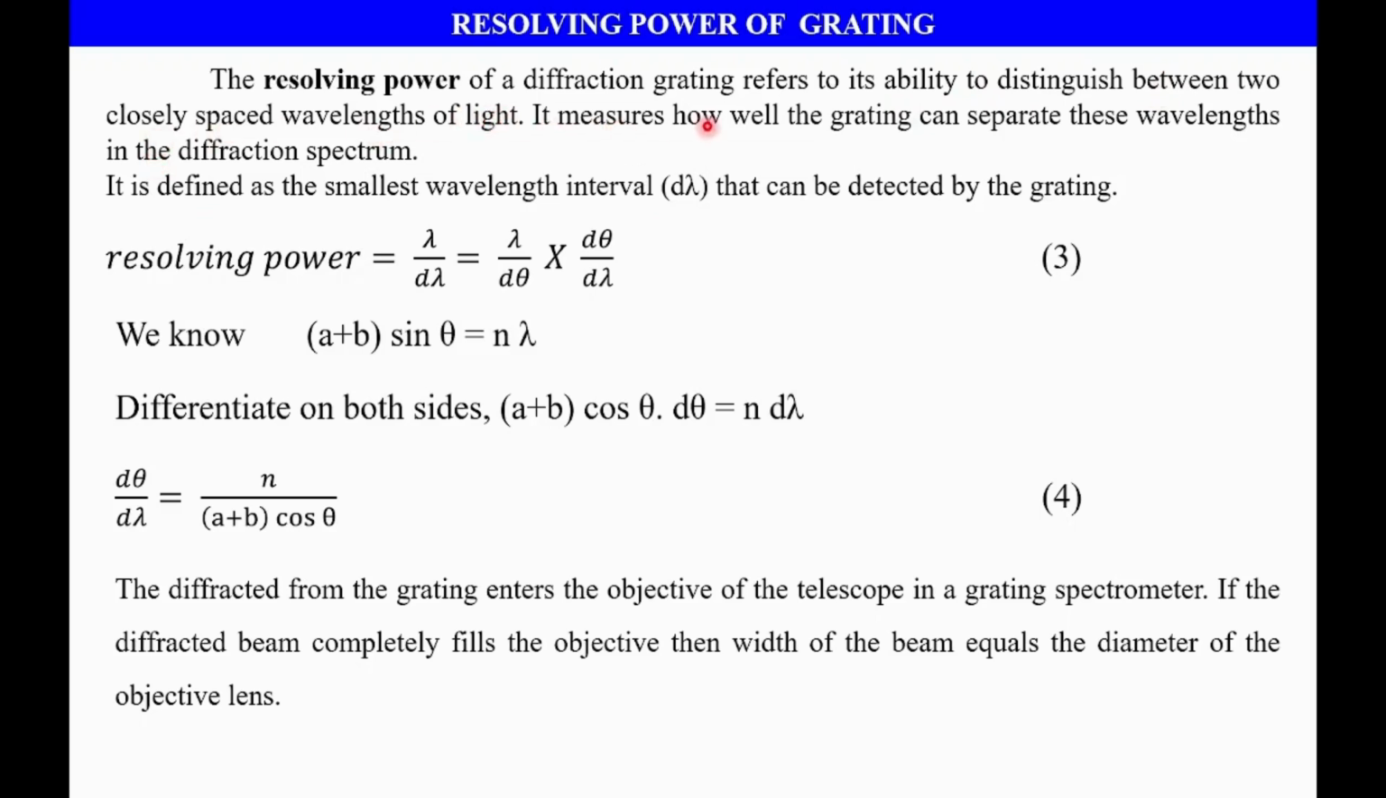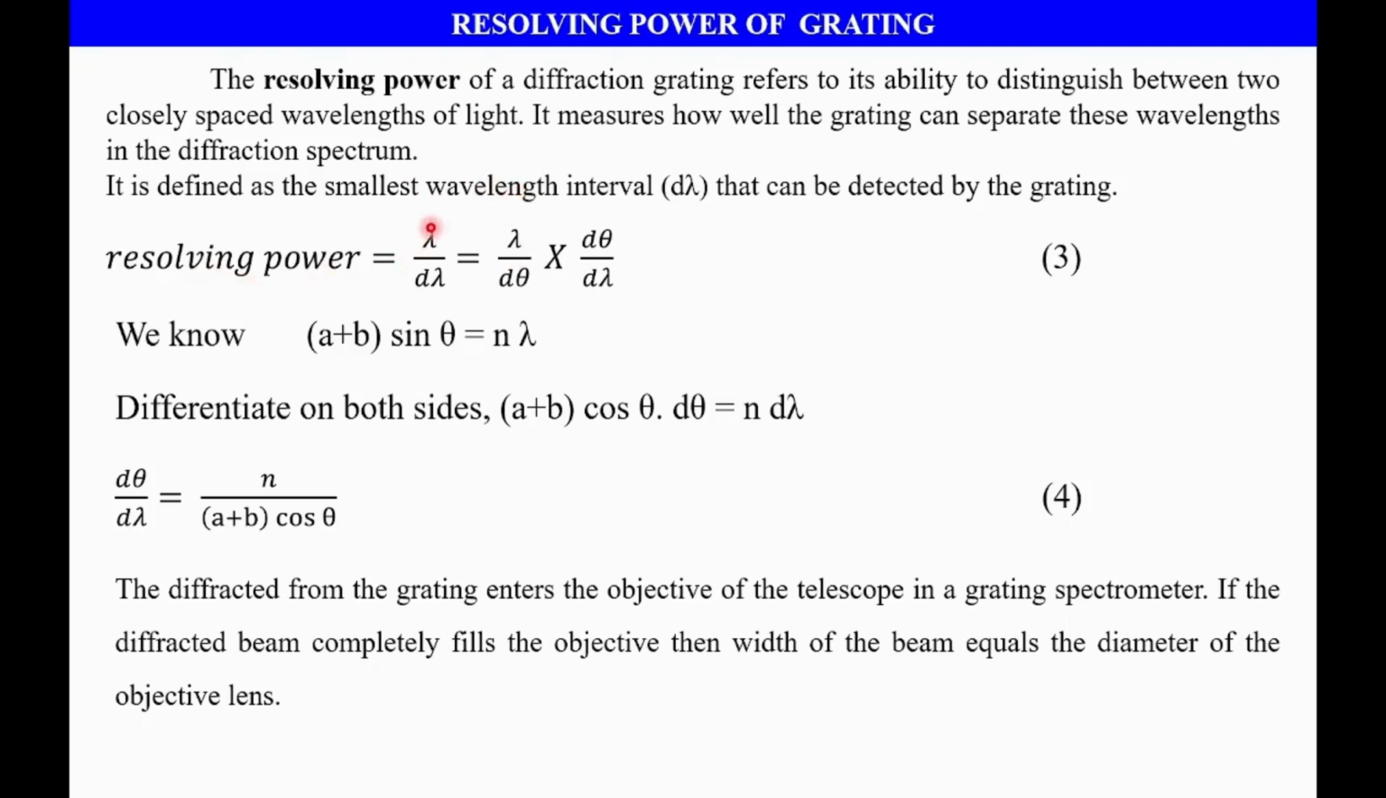It measures how well the grating can separate these wavelengths in the diffraction spectrum. That means if the resolving power of the grating is more, that grating can disperse the colors into more number of orders. If resolving power is low, that grating can disperse into a low number of orders. So mathematically, the resolving power of the grating can be determined by using the equation.